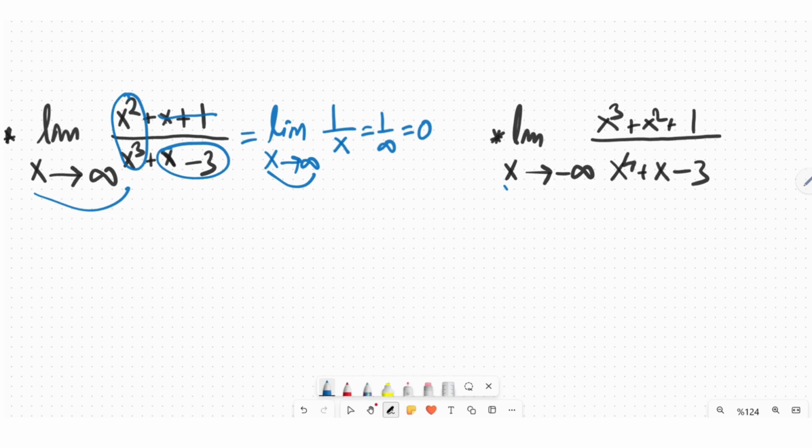And similarly, as x goes to minus infinity, we get the same answer, 0. In this exercise, as you see, the degree of the top is 3 and the degree of the bottom is 4. That's why the answer will be 0. By ignoring these terms, we can find this result.